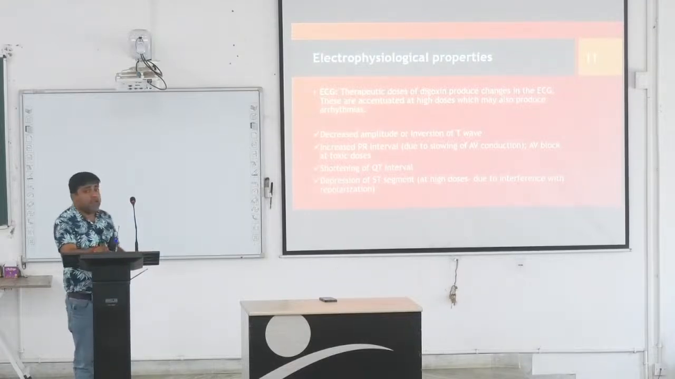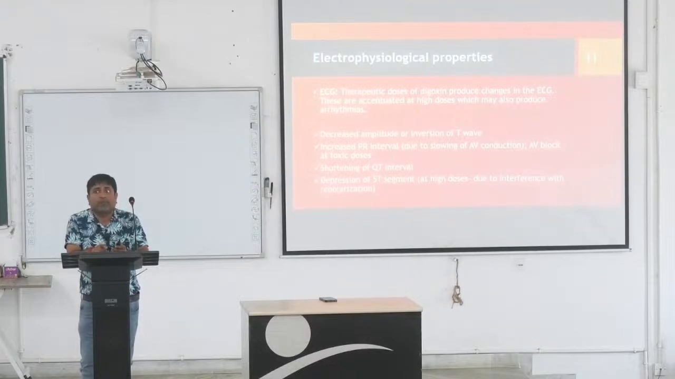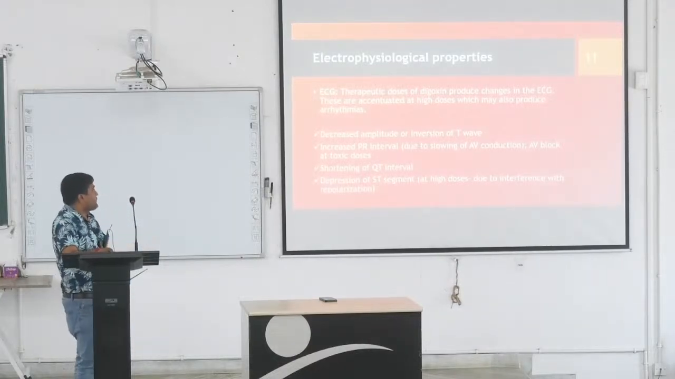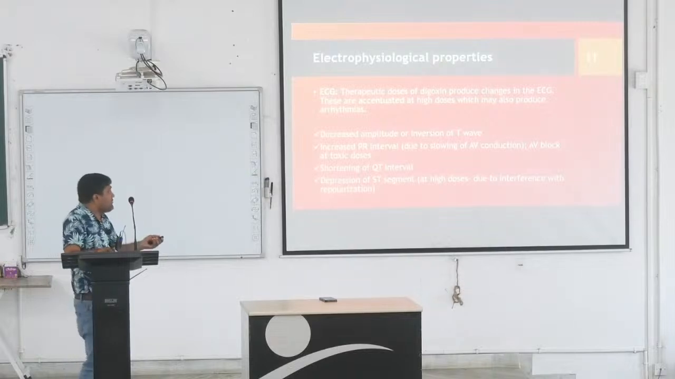Again, the QT interval is shortened. Why? Digitalis is increasing the force of contraction of the heart. So systole is shortened and diastole is prolonged. And because in the ECG the systole is shown by the QT interval, as the systole is shortened, the QT interval is shortened here. And again, they cause depression of the ST segment because of interaction with ventricular repolarization.